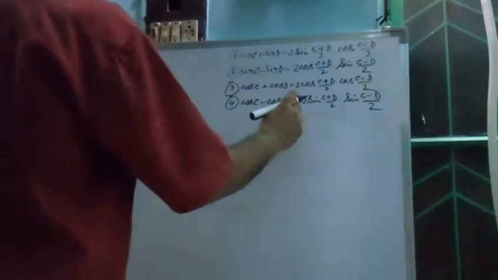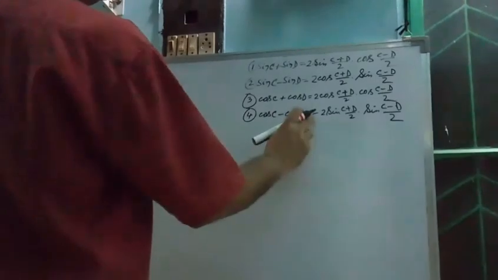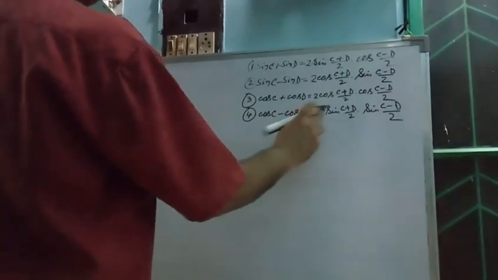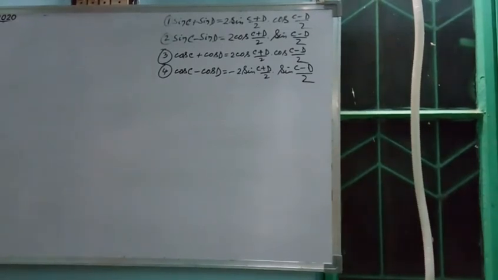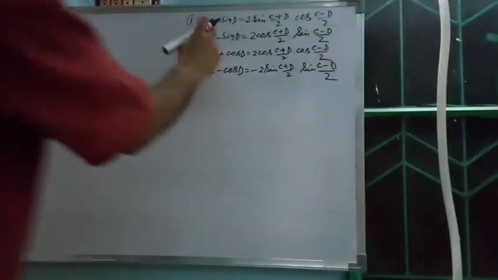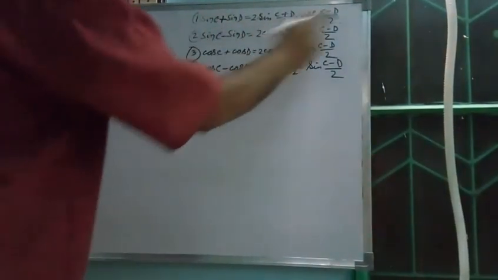Into sin (c minus d) by 2. We can write it in this way also: 2 sin (c plus d) by 2 into sin (d minus c) by 2. If we don't write minus, then what will we write? 2 sin (c plus d) by 2 into sin (d minus c) by 2. Okay, next. So see, these are the formulas. You write that these are the formulas to transform sum or difference into product. Here what we are doing, we are transforming sum or difference into product.